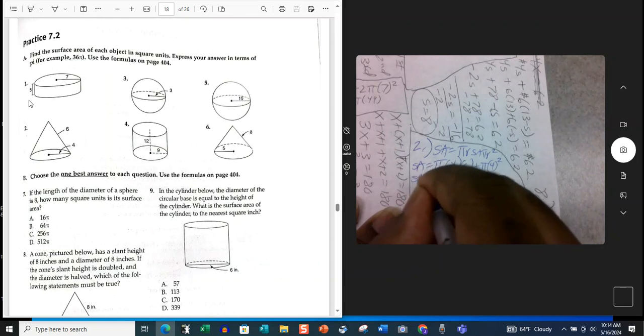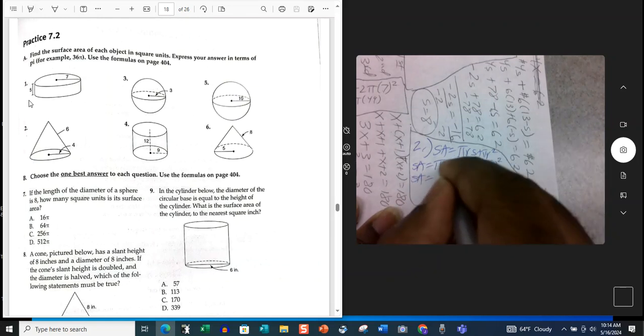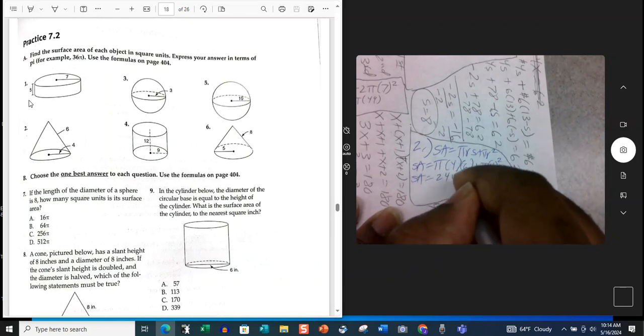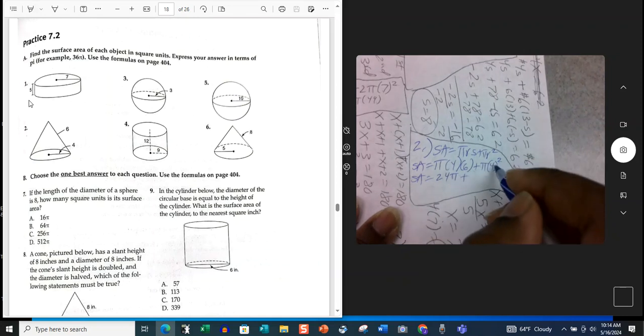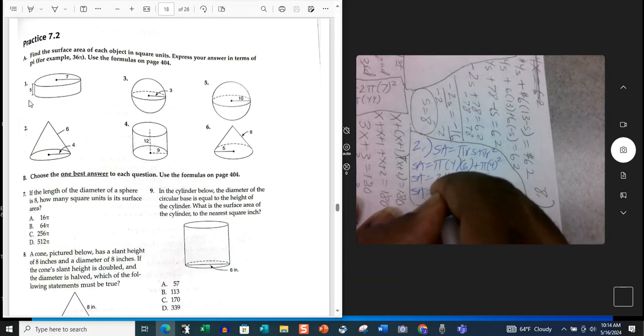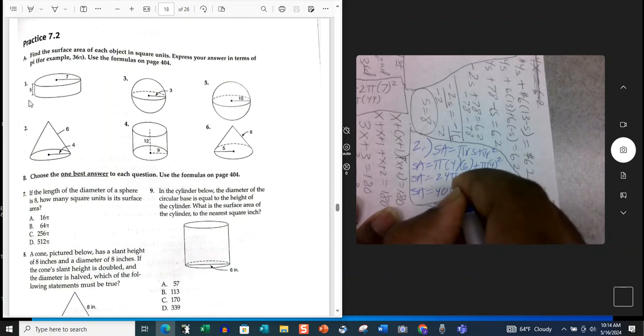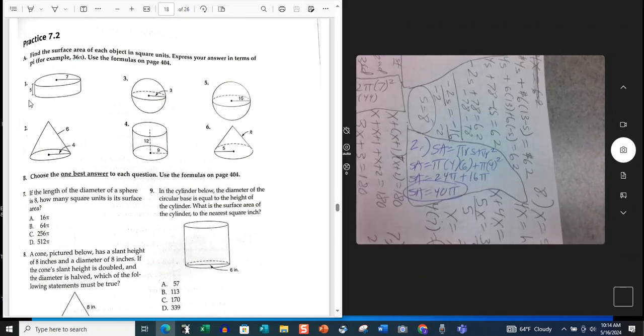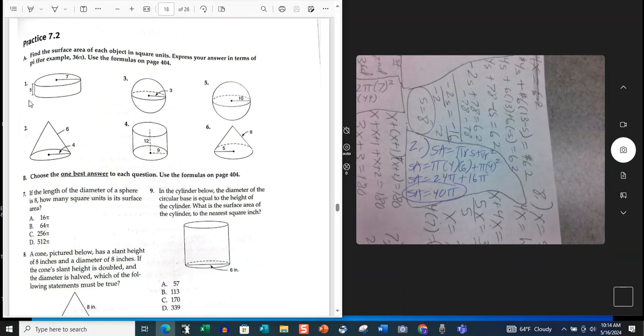So we have the surface area is equal to 4 times 6 is 24, so that would be 24 pi, plus 4 squared is 16, and we have pi. 24 pi plus 16 pi will give us 40 pi. So that is the surface area, which would be 40 pi. Okay, now that took care of problems 1 and 2.